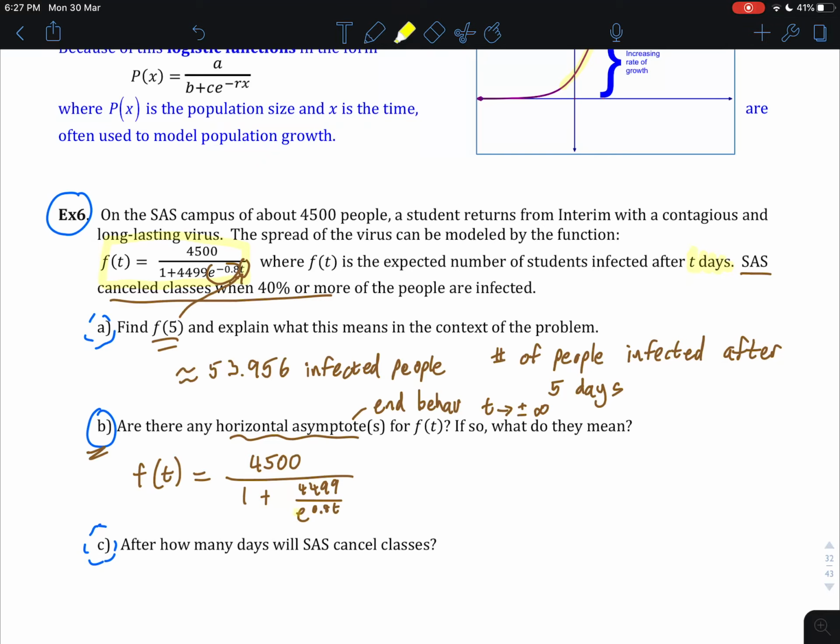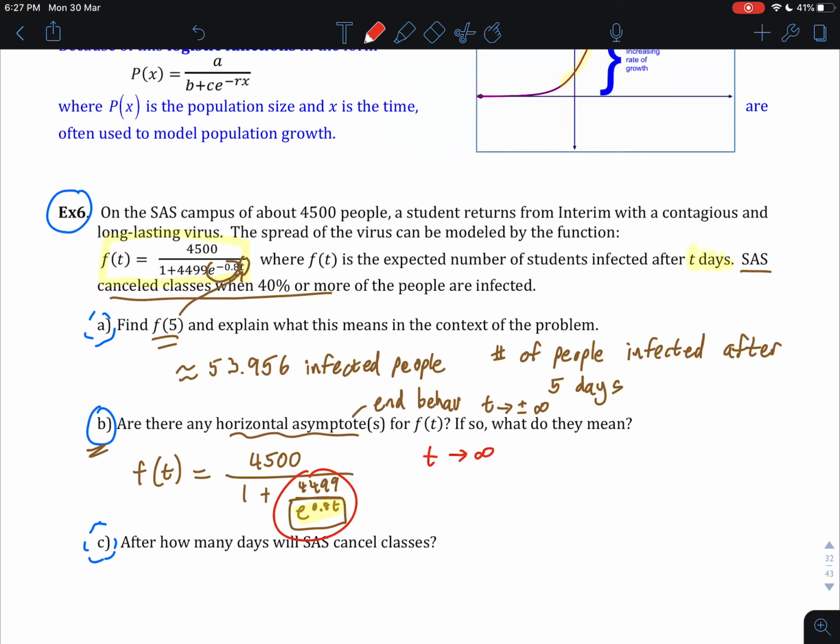So I've accounted for the negative, and I want to do that just so that you realize as I substitute infinitely large t values, this numerical value will get infinitely large, which means this term will get infinitely close to the numerical value of 0. And so as t approaches infinity, f of t will approach the numerical value 4500 over 1. So the ratio of those two numbers over there. And so we can conclude that we have got a horizontal asymptote at y equals 4500.